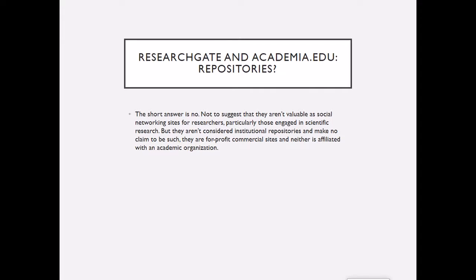ResearchGate and academia.edu, they are social network sites. They are good for sharing your current research. They do not make any promises about being permanent repositories, though. And so that's why, if you put something in here, I'm not going to lobby against it, but just be aware that it's really not necessarily a permanent place.